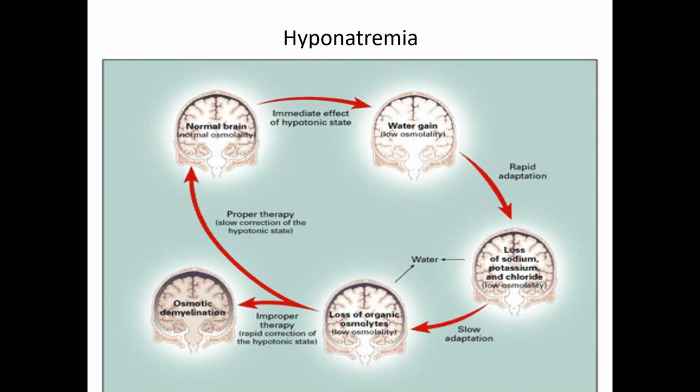And if you guys remember the Monro-Kelly doctrine, in which the brain plus blood plus CSF is constant, because of the increase in the blood matter, it compromises on the other things, and it has features of increased ICP. Then gradually, what happens is the patient has loss of organic osmolytes, and then it adjusts. Again, if we correct it rapidly, it will lead to osmotic demyelination.